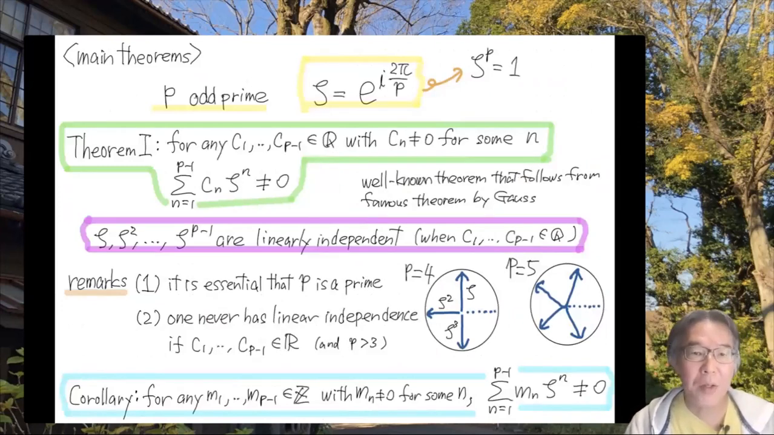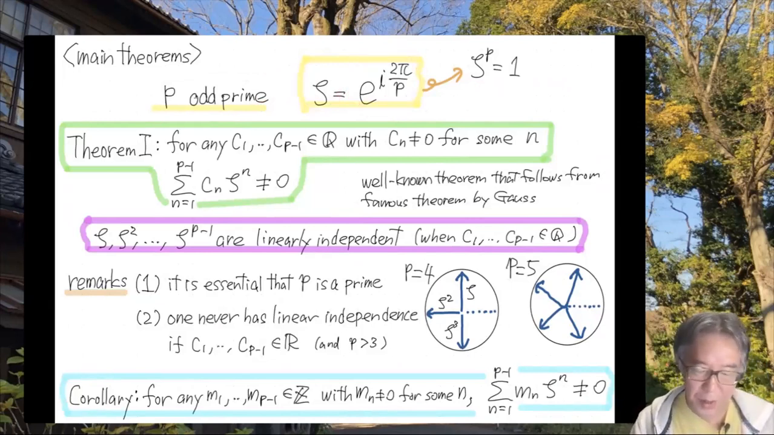So here are the main theorems that I want to discuss. Let p be an odd prime, like 5, 13 or something. And let theta be the p-th root of unity, which is written like this, and it satisfies this.